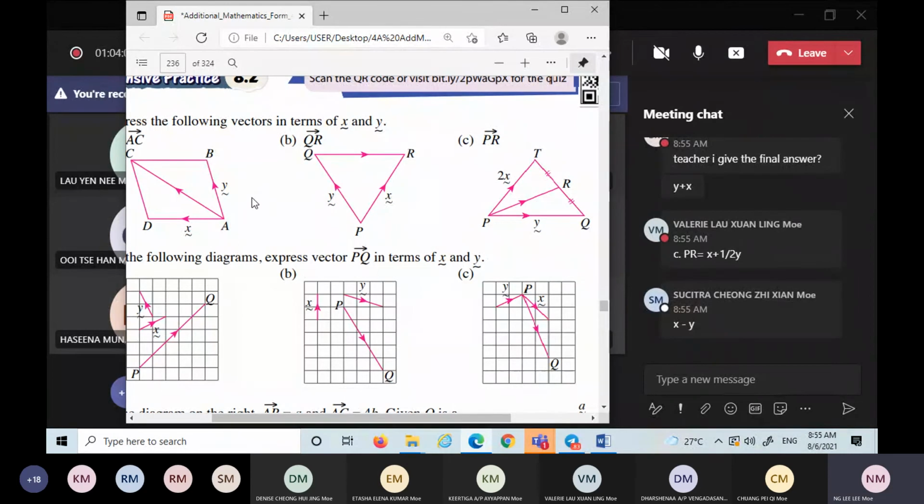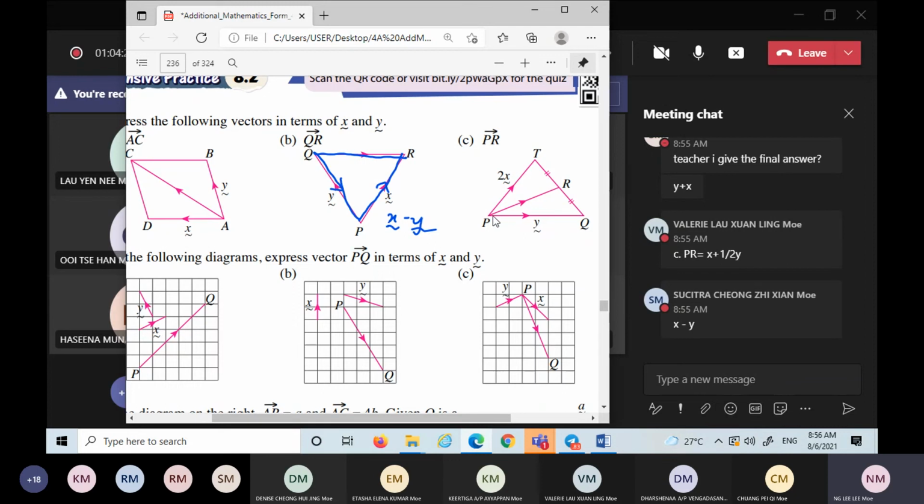Suchita do B. She says it's x minus y. Let us see Q to R. Q to P is in the opposite direction with y, so negative y, correct? And then P to R is positive x, so correct. x minus y.